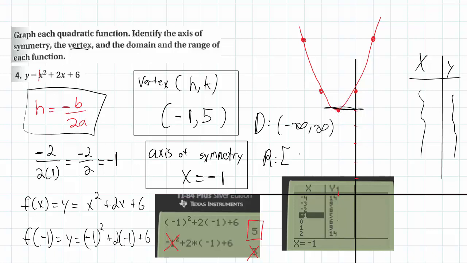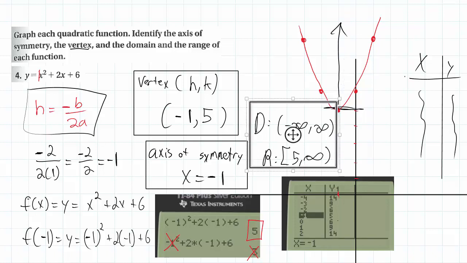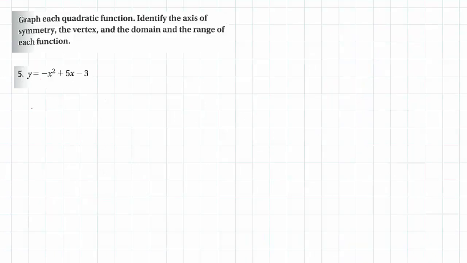Your domain is always all real numbers. Your range is always dealing with the y coordinate of your vertex. This is a concave up parabola, so it's all numbers bigger than 5. You could write it as an inequality, but I just wrote it in interval notation instead.